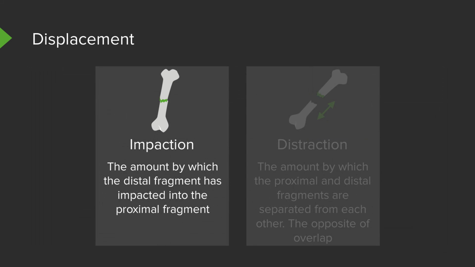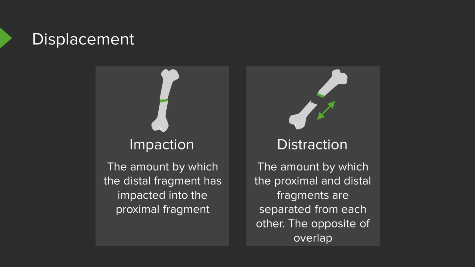You can also have a fracture which is impacted, and that's the amount by which the distal fragment has impacted or hit into the proximal fragment. And you can have distraction, which is the amount by which the proximal and distal fragments are separated from each other, which is the opposite of overlap, essentially.